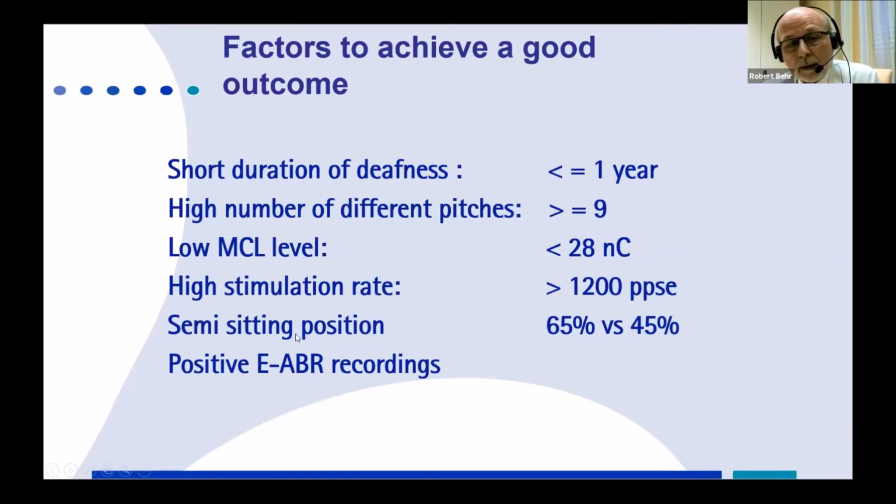And we found in our series that with the semisitting position, the hearing of correct sentences only with the ABI was 65%, and in the lateral position it was 45%. So there was an advantage of the semisitting position. And of course, you should have during the operation positive BERA recordings.